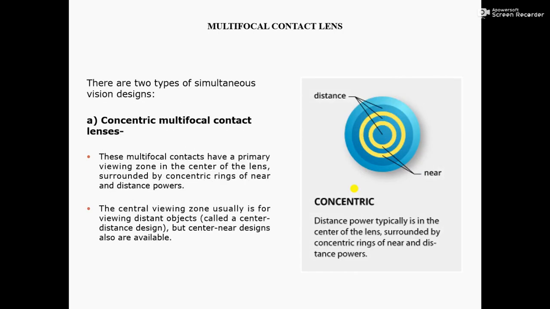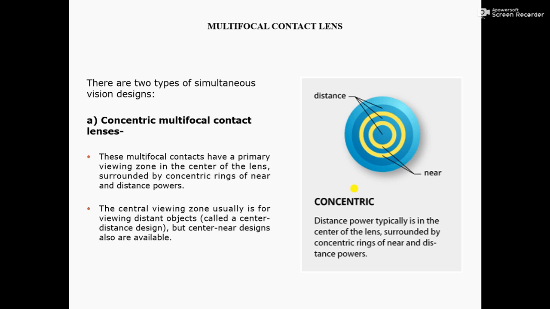Now, number 1, simultaneous vision designs. In this type of multifocal design, different zones of the lens are designed for far and near and sometimes intermediate vision also. Depending on the object being viewed, the viewer's visual system determines the region of the lens that provides the sharpest vision. There are two types of simultaneous vision designs.